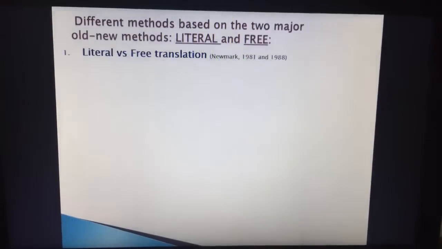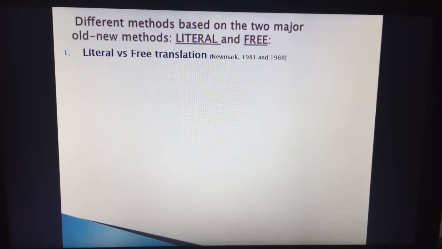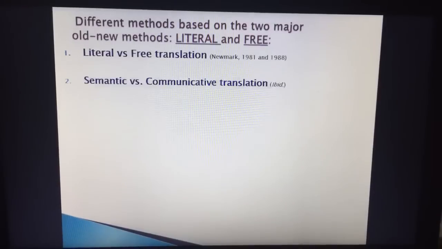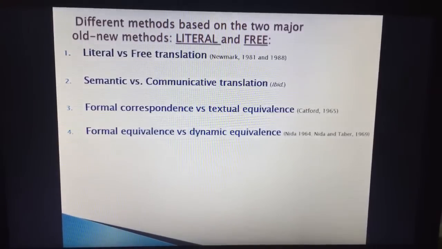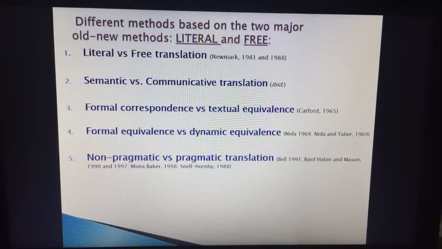So here, literal and free. Of course, there are lots of books by Newmark, for example. He talks about literal and free in 1981 and 1988. He also talks about semantic as opposed to communicative translation. And then you've got Catford, 1965, formal correspondence as opposed to textual equivalence. And then you've got formal equivalence to dynamic equivalence, Nida, 1964 and 1969 with Taber. And then non-pragmatic with pragmatic translation.